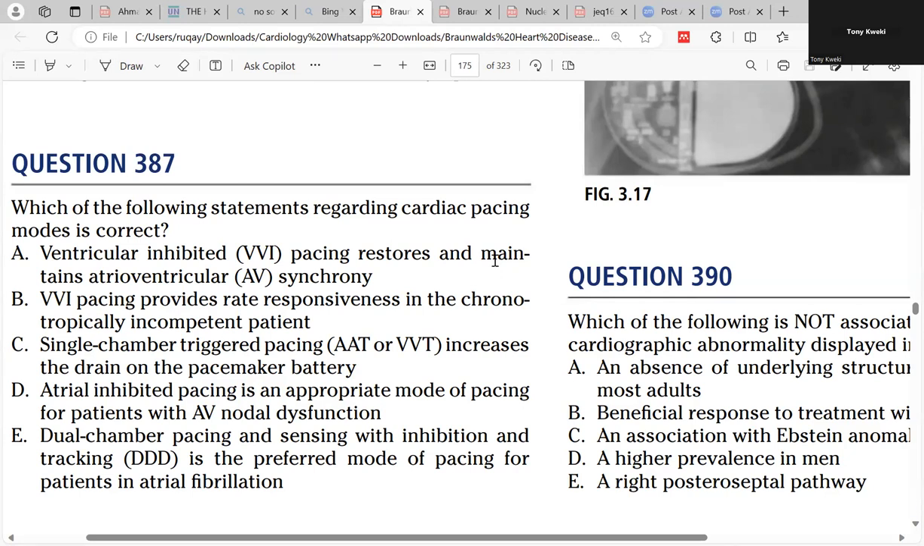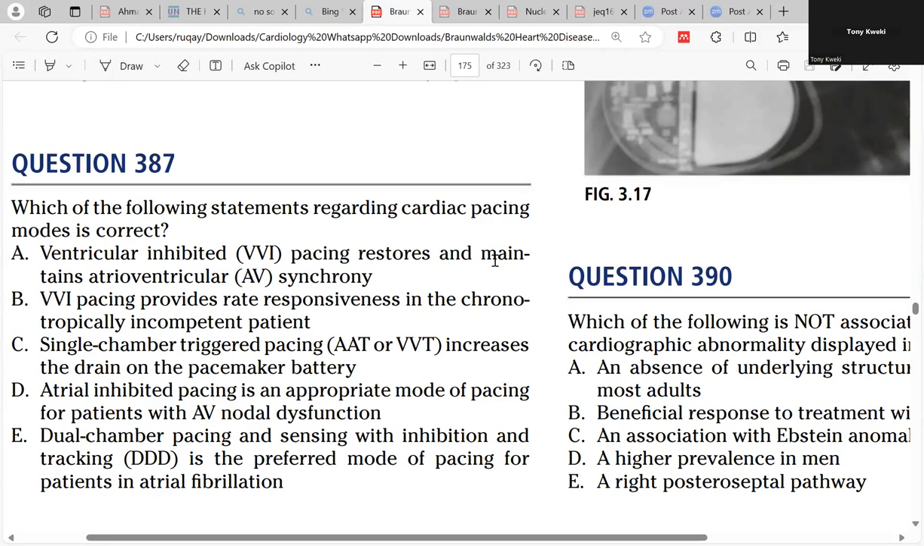So A is false. B says VVI pacing provides rate responsiveness in the chronotropically incompetent patient. Is it VVIR? So the R is missing. The R is for rate responsiveness. So this is not true. VVI on its own doesn't give rate responsiveness until that setting is also put in the mode.